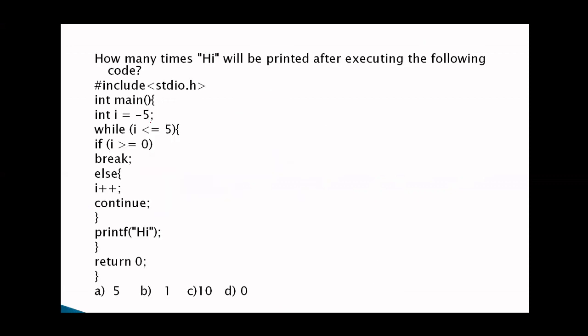Now, this one. I is equal to minus 5 seems a simple example, but analysis of the example is very important. Minus 5 less than or equal to 5, the condition is true. If I greater than or equal to 0, what is the I value? Minus 5. Is minus 5 greater than or equal to 0? No. If no, we are moving into the else block. In the else block, the I value is incremented, that is, I becomes minus 4.